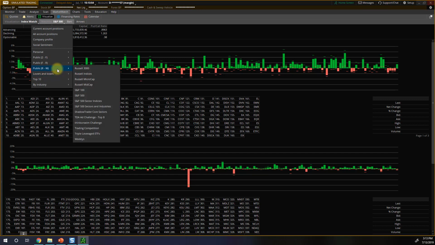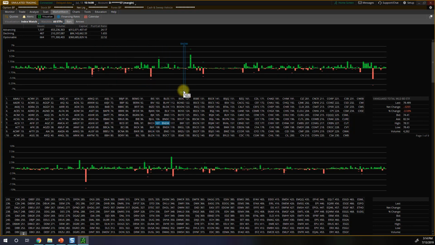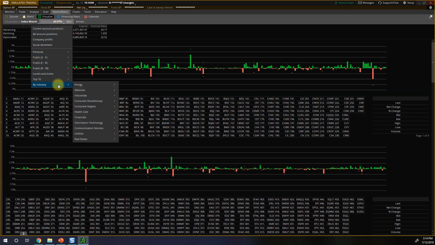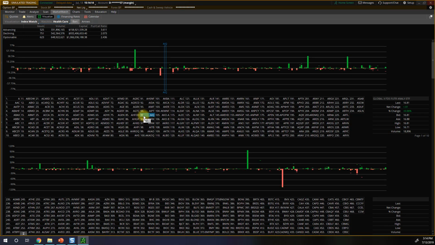Again, I can look at every single index out there. If I want to look at maybe just the ETFs, here are all the various ETFs. I can go back up to this menu. Let's look at by industry. Maybe I want to find healthcare. I can look at specific industries within healthcare or select all healthcare. There's all of your healthcare stocks. It's very easy to find out what's happening in the market in a matter of seconds when you're using your heat maps and your index watch list.